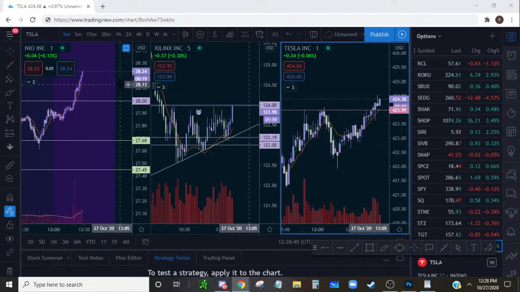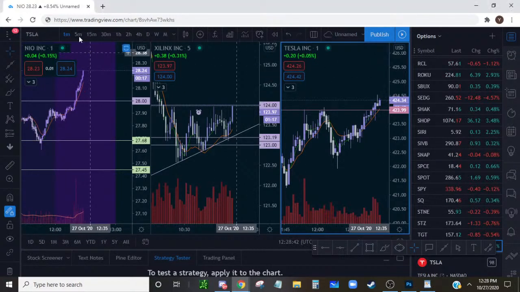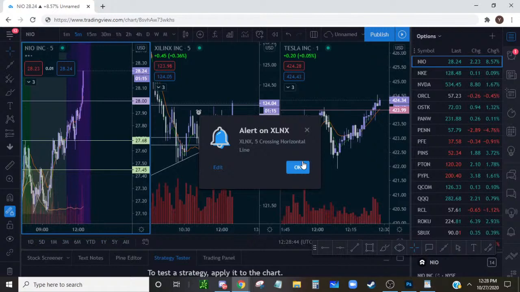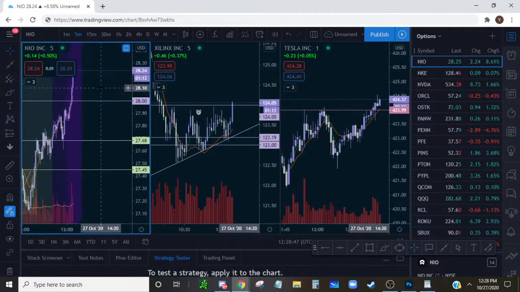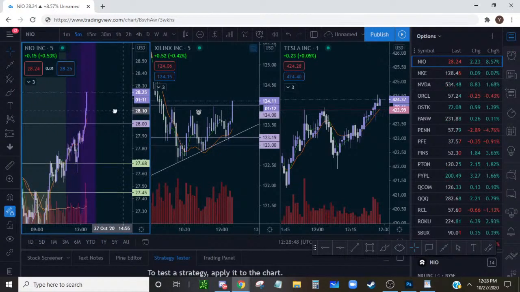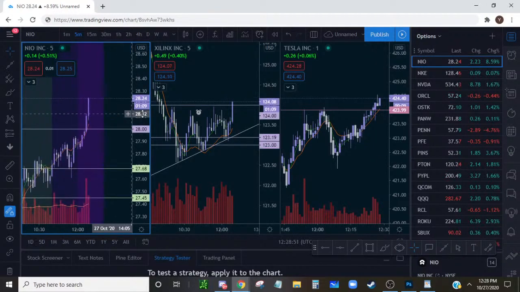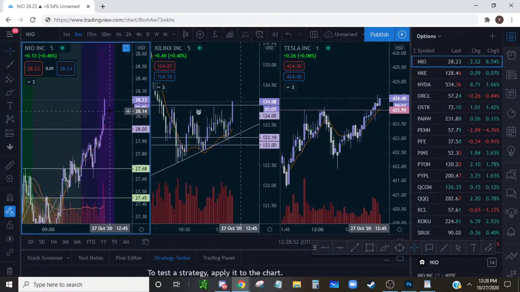Damn, Neo's going off, son. There it is. Wow, those candles on Neo are strong as hell. Look at that. Power hour, baby. God, I love trading the market like this.